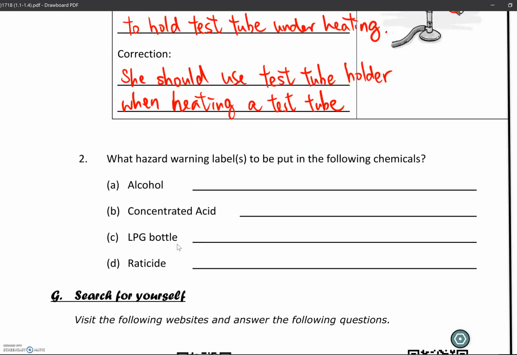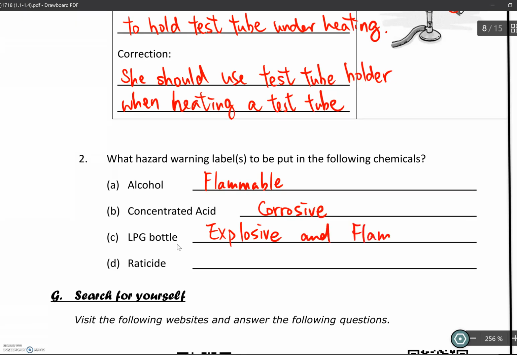Okay, finally, what kind of hazard warning label should be put on the following chemicals? So alcohol, it should be flammable. Concentrated acid, it should be corrosive. So LPG bottle, that should be explosive and flammable. And rodenticide, what is rodenticide? It's the drug, the medicine that kills mice. So that should be toxic.